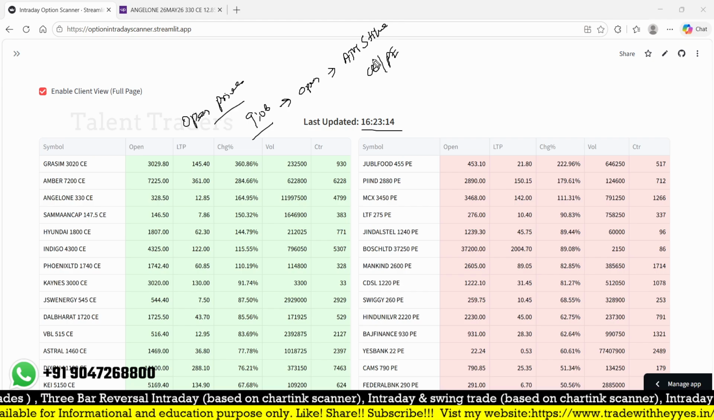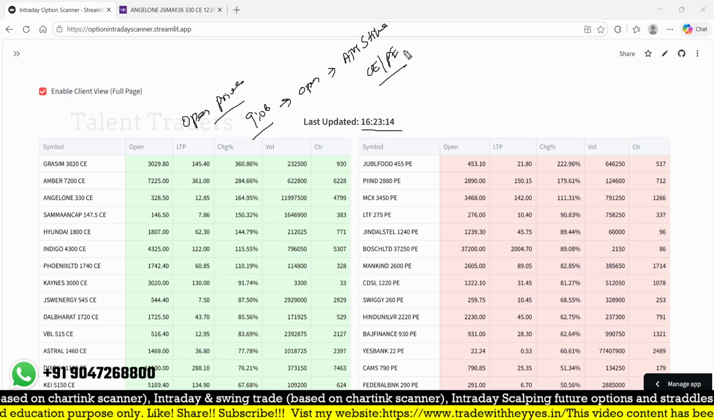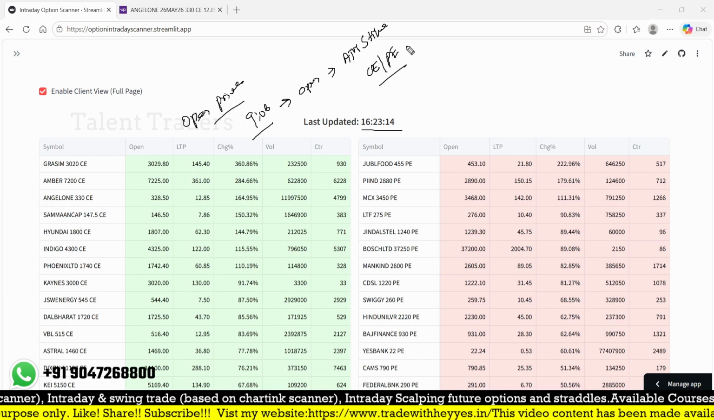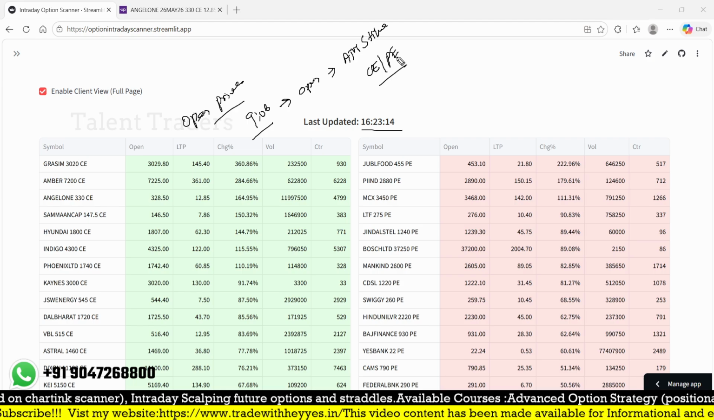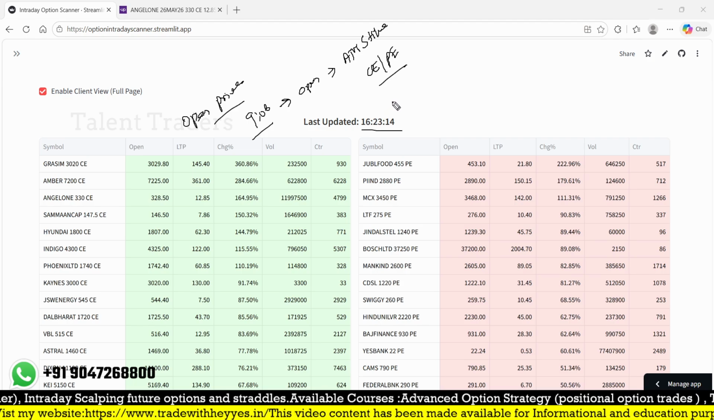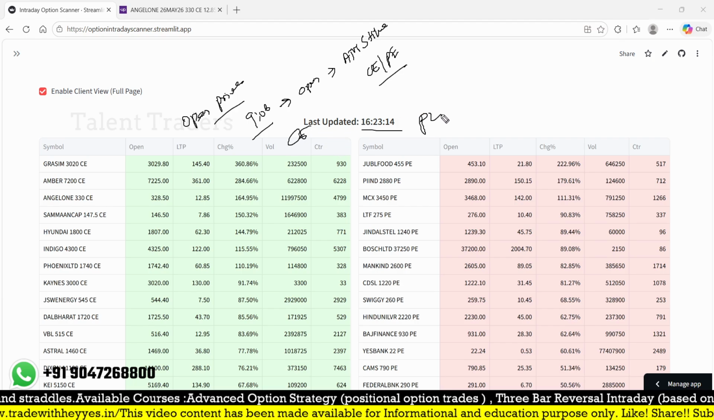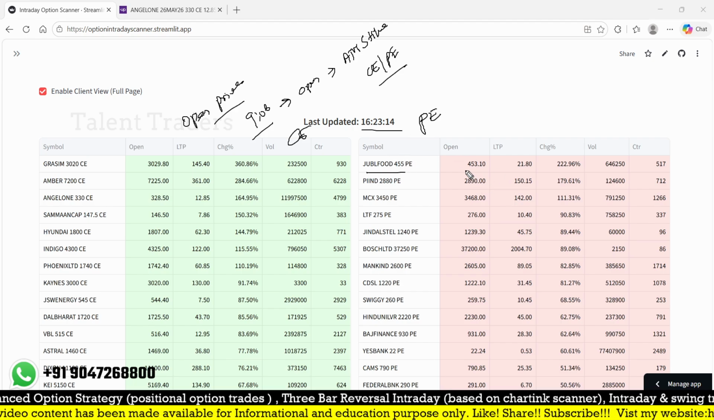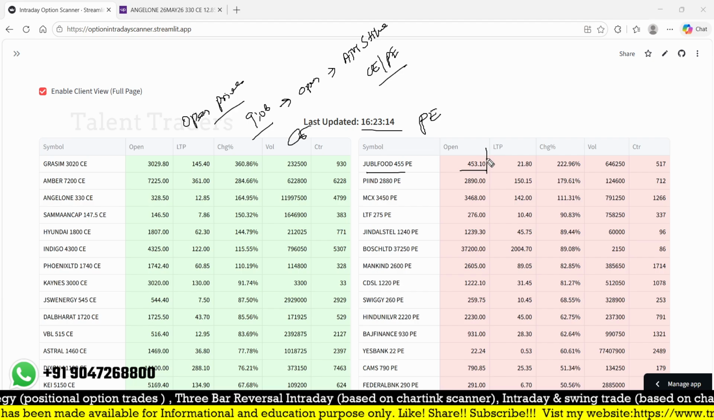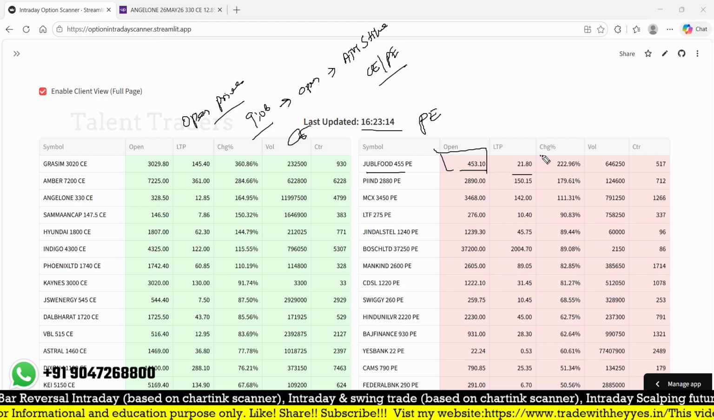So based on the open, we are selecting the strike price on both sides, call side as well as put side. This is a scanner which requires option data. We are using API data from some sources, and that is working well. It is filtering the call side as well as put side. So we have the strike, the particular stock's name along with the open price. These are all predefined, and the LTP is the live price along with the change percentage.